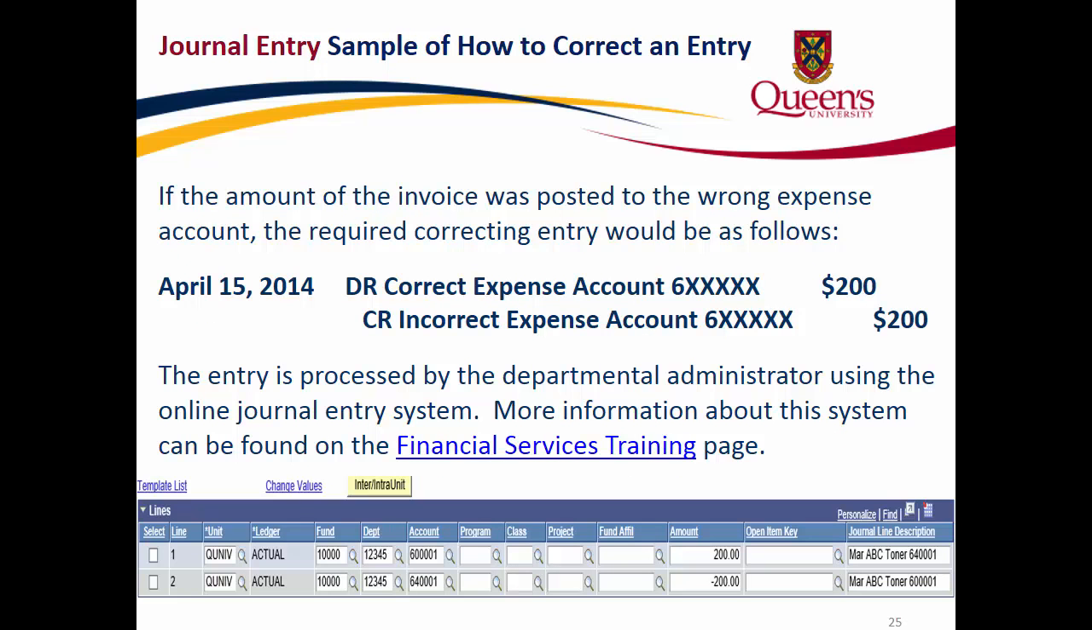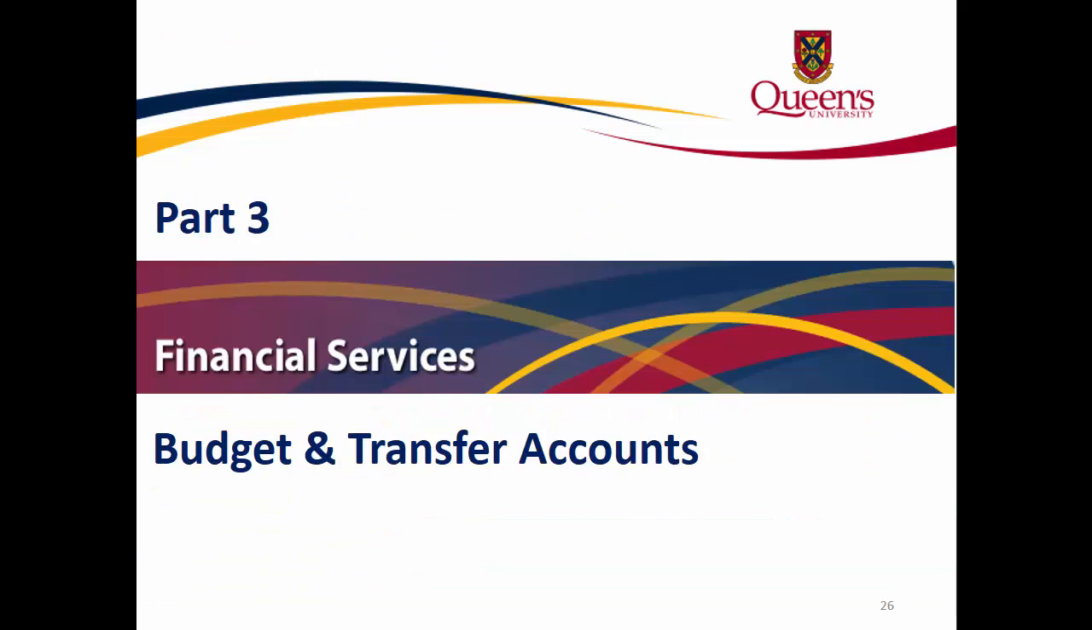Here we see a journal entry sample of how to correct an entry. If the amount of the invoice was posted to the wrong expense account, the required correcting entry would be as follows. You would debit the correct expense account for $200 and credit the incorrect expense account for $200. The entry is processed by the departmental administrator using the online journal entry system. More information about this system can be found on the Financial Services training page.